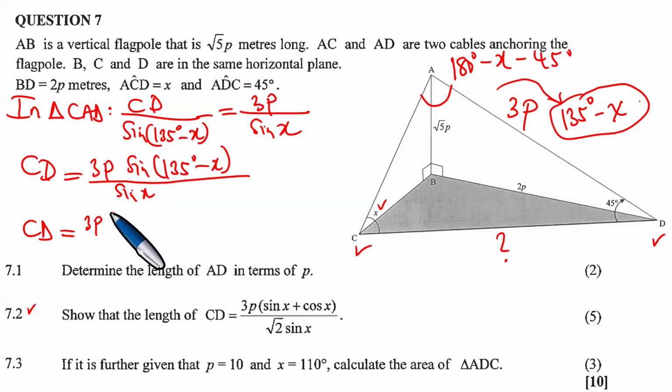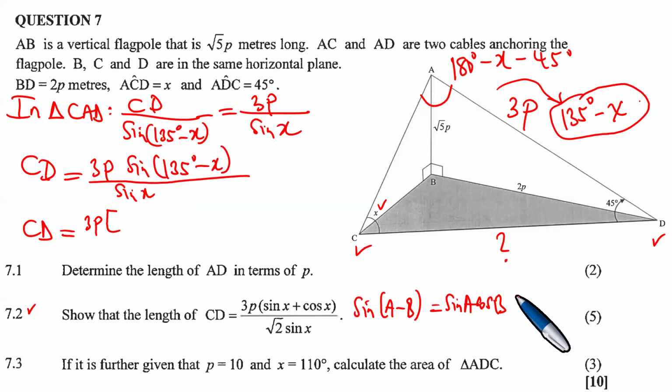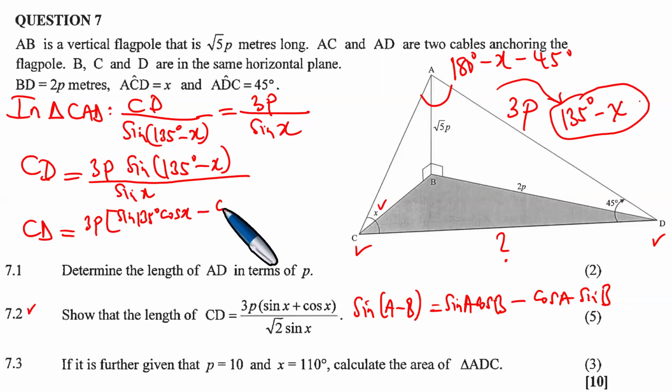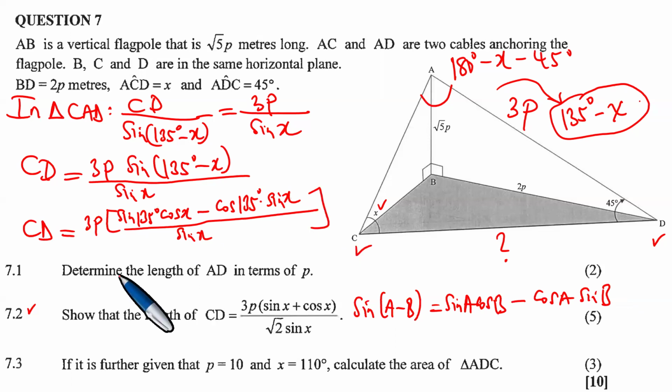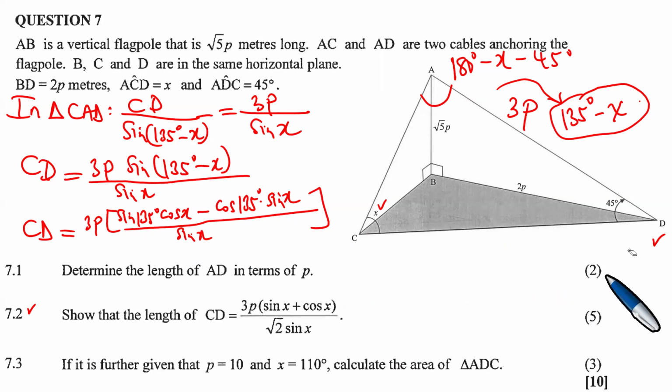Getting CD equals 3P. Now, this is what we use. There's a formula we use here: the sine of A minus B, called a compound angle formula, is the sine of A cosine B minus cosine A sine B. So that this is the sine of 135 degrees cosine X minus cosine of 135 degrees sine X, divided by the sine of X. So that in the end, we have the following.